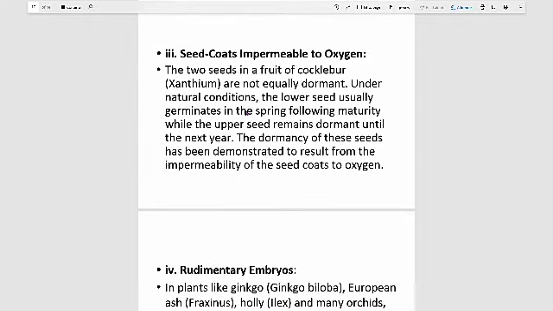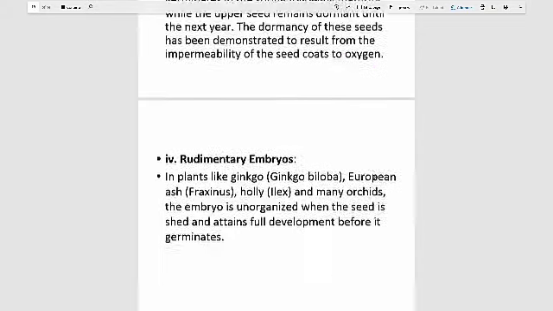Third factor is the seed coat impermeable to oxygen. The two seeds in the fruit of cocklebur are not equally dormant. Under natural conditions, the lower seed usually germinates in the spring following maturity, while the upper seed remains dormant until the next year. Dormancy of these seeds has been demonstrated to result from the impermeability of the seed coats to oxygen.